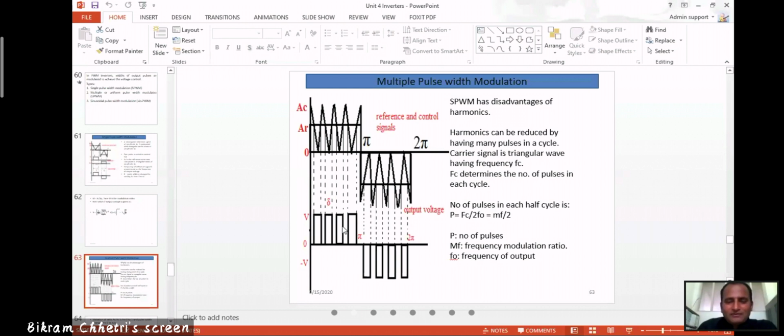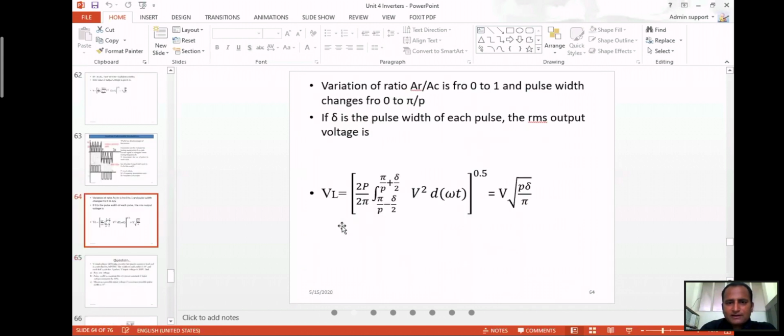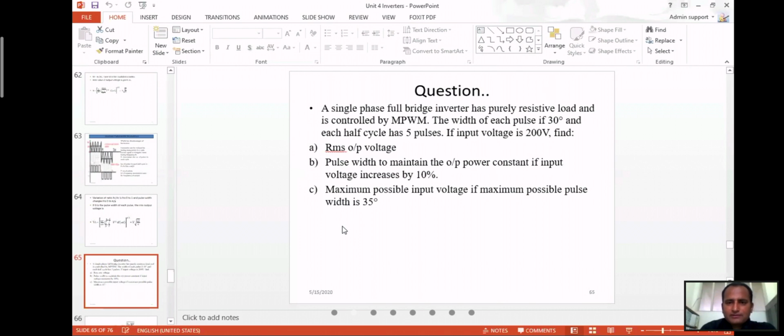So we can have a uniform width of a signal, and from this we can find out the number of pulses. We also have to know the pulse width modulation of a particular multi-pulse signal. We can find out the modulation index in this case, and even the RMS output voltage. I think I have uploaded this already, but I have updated this slide, so I'll upload it and try to solve these problems.